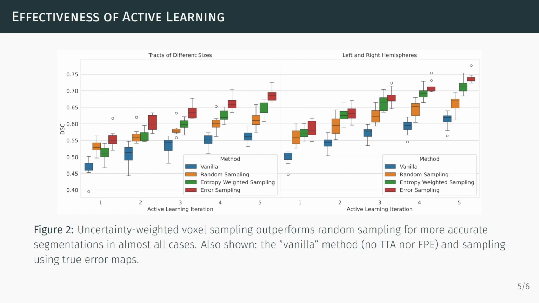We also included a reference method that uses error sampling from true error maps. While these maps aren't available in a typical active learning scenario, they provide insight into a potential performance of an ideal uncertainty measure. As the graph shows, our entropy-weighted sampling significantly narrows the gap between random and error sampling, outperforming random sampling in almost all cases. Additional experiments on sampling strategies can be found in the paper.